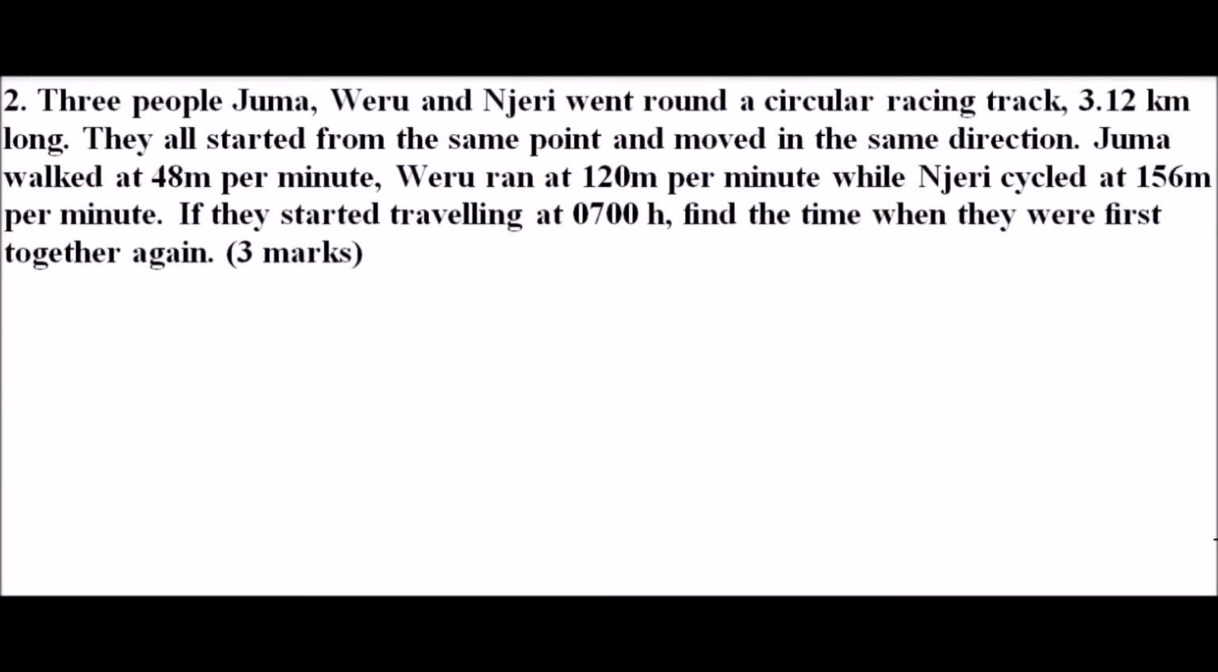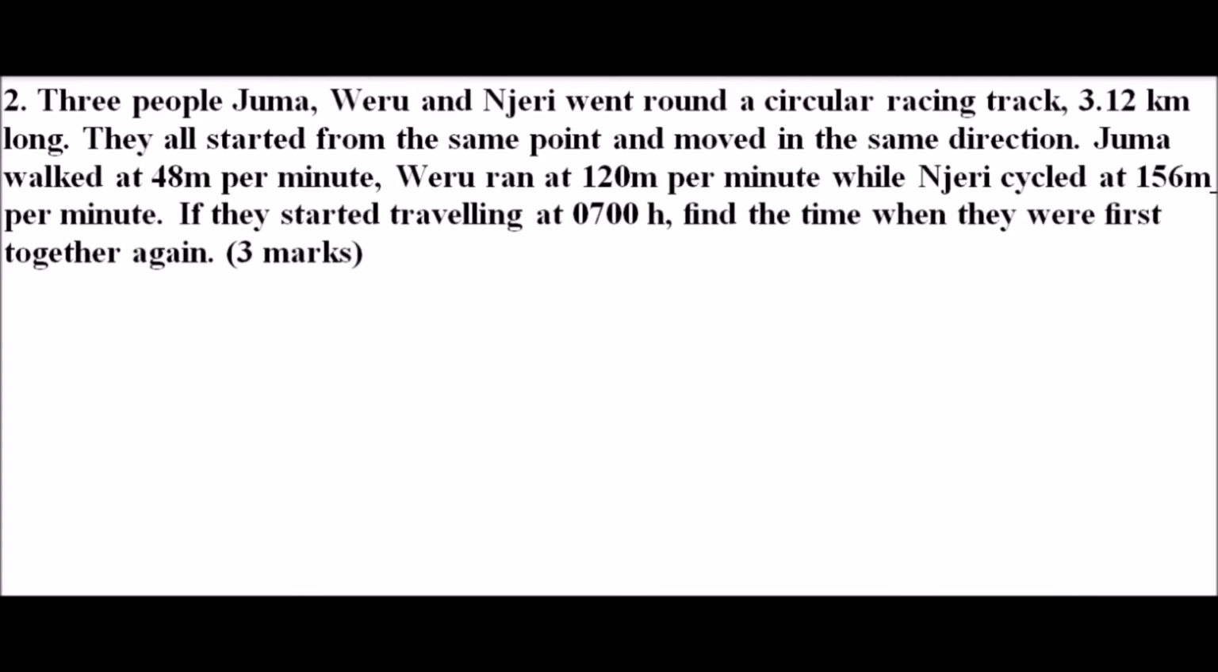Question number 2, we are told 3 people, Juma, Weru, and Jerry, went round a circular racing track 3.12 kilometers long. They all started from the same point and moved in the same direction. Juma walked at 48 meters per minute, Weru ran at 120 meters per minute, while Jerry cycled at 156 meters per minute. If they all started traveling at 0700 hours, find the time when they were first together again.